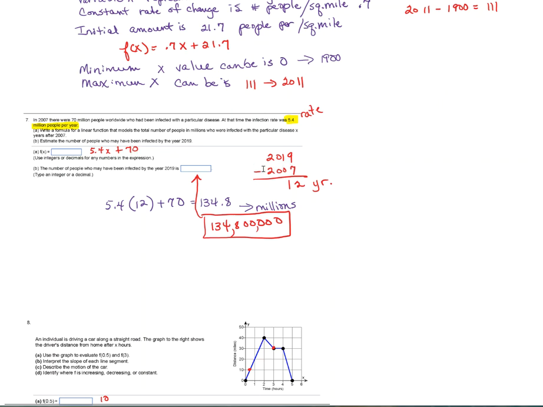Then we figure out from 2019, 2007, that's 12 years. So we're going to use this function and plug in 12 for x. When we do that here, we get 134.8, but we want to put it in millions, so it's 134,800,000, and you'll put that in your final answer.